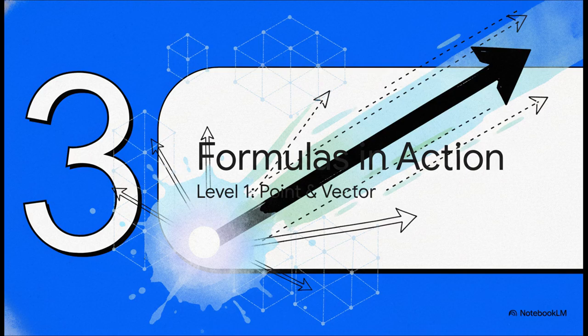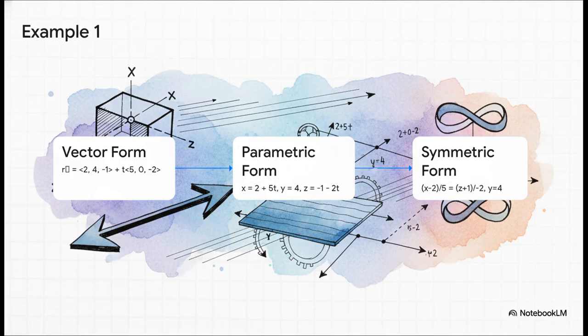All right, that's enough theory. Let's put this stuff to work. We'll start with the most basic case you'll see, where you're just given a point to start at and a vector to show you the way. So, here's our problem. Find the line that goes through the point (2, 4, -1) and runs parallel to the vector (5, 0, -2). The vector form? That's super easy. Just plug and play. Our starting point is (2, 4, -1), and our direction is (5, 0, -2).